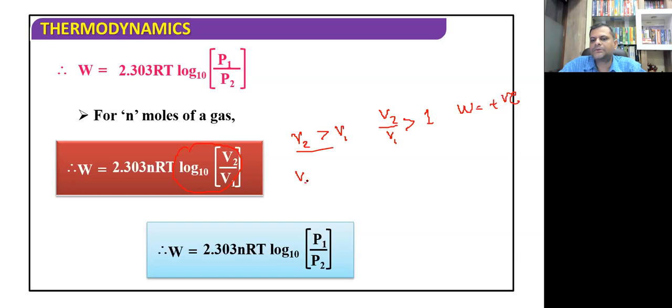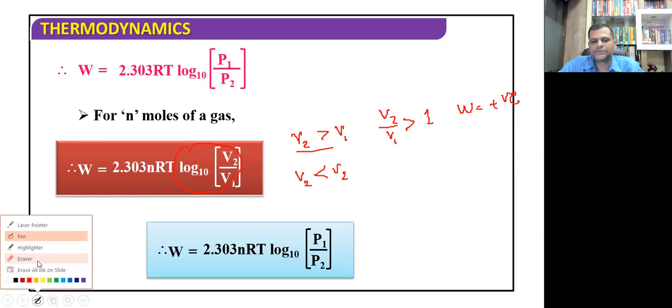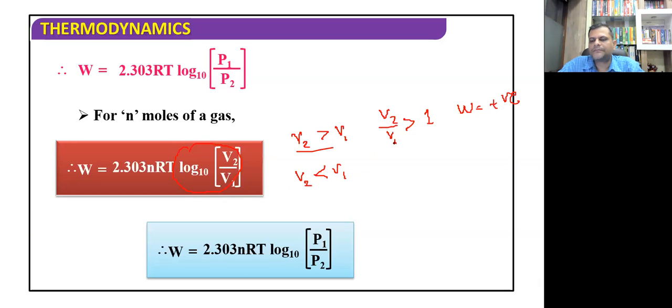But if suppose V2 is less than V1 on the other hand, then in that case we'll see that the ratio of V2 to V1 will always be less than 1, and hence the log of any number which is less than 1 is always negative. So then work done will be negative, and because of that a minus sign will appear here. ठीक है, तो ये वर्क डन के लिए माइनस साइन आएगा यहाँ पे.